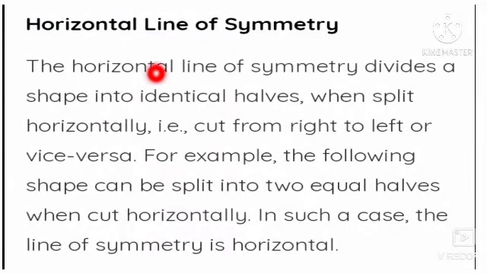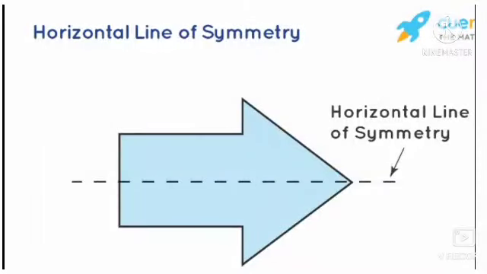What is horizontal line of symmetry? The horizontal line of symmetry divides a shape into identical halves when split horizontally. That is, cut from right to left or vice versa. For example, the following shape can be split into two equal halves when cut horizontally. In such a case, the line of symmetry is horizontal. Here is an example. The arrow mark is divided into two equal parts horizontally. So the line of symmetry is said to be horizontal line of symmetry.